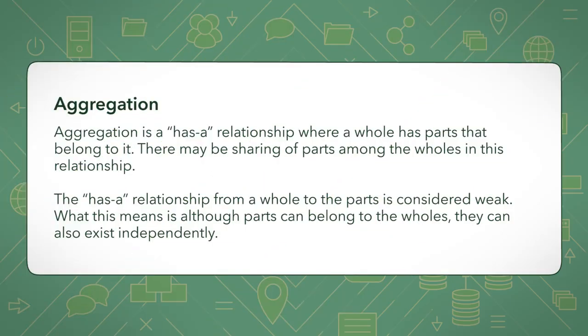The next decomposition relationship I will talk about is aggregation. Aggregation is a has-a relationship where a whole has parts that belong to it. There may be sharing of parts among the wholes in this relationship. The has-a relationship from the whole to the parts is considered weak. What this means is although parts can belong to the wholes, they can also exist independently.